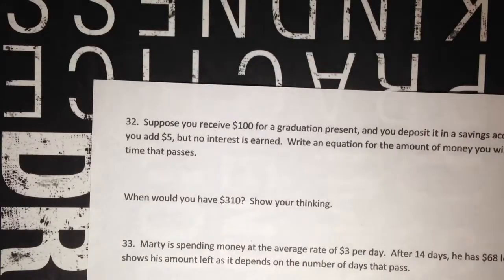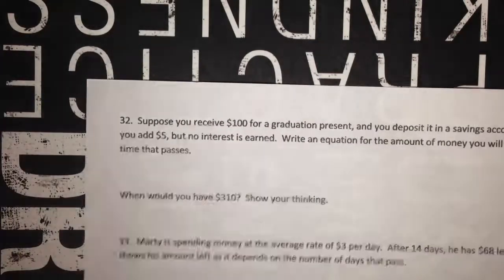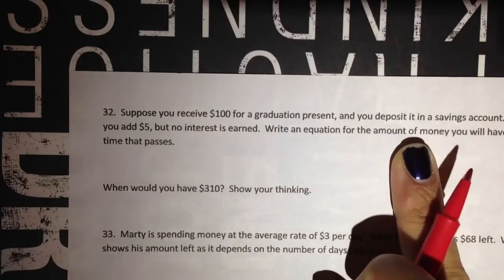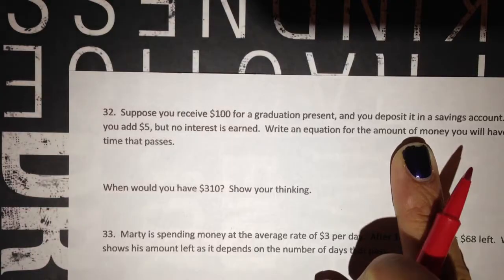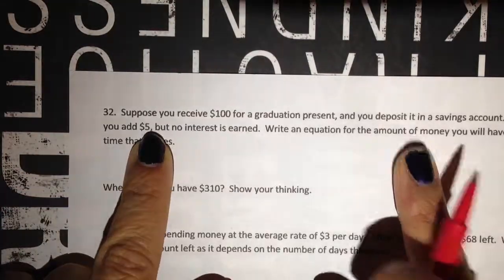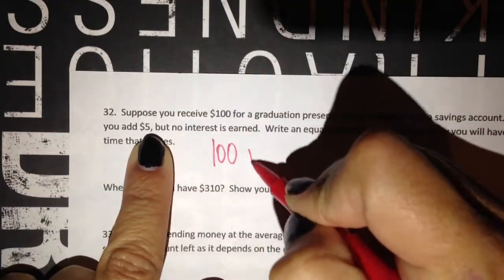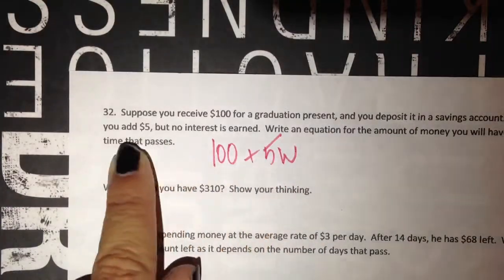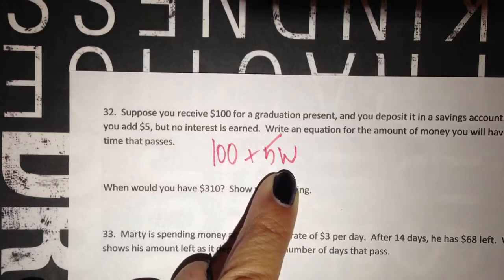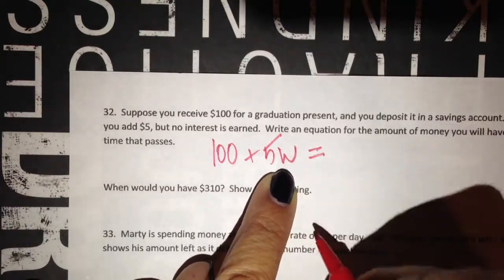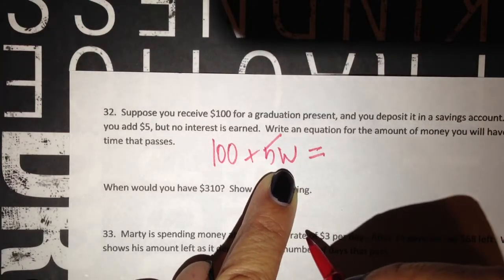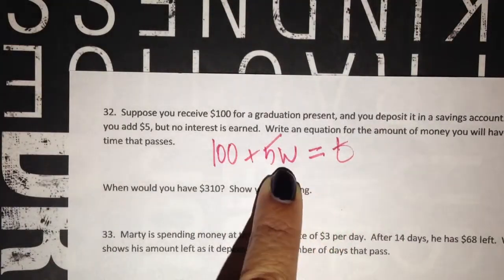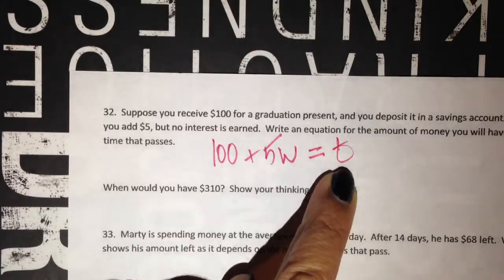Number 32. We have to solve a problem and write an equation to solve it. You receive $100 for a graduation present and put it into a savings account. Each week after, you add $5, but no interest is earned. This is a linear situation. Weeks I'm going to use for my first unknown and how it relates to time passing. So this is just going to be my total amount.